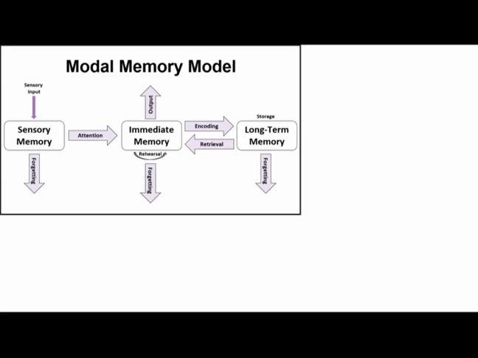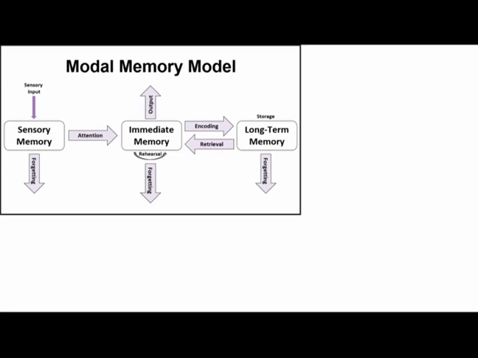So that's stuff that we've already talked about. But next we're going to be talking about how we get information into our long-term memory through the process of encoding, and then how we pull information back out of long-term memory through the process of retrieval. This concept of encoding and retrieval is going to be really important when we get into the distinction between our short-term memory and our working memory, both of which fall under that umbrella of immediate memory.